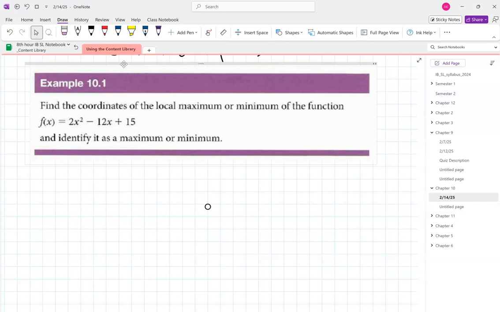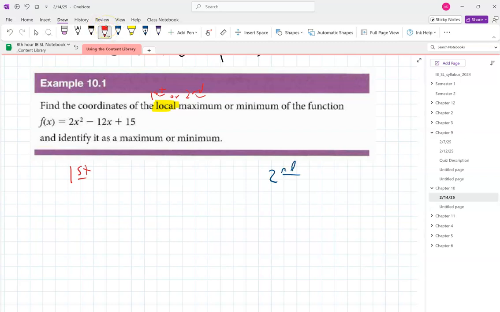All right. So the first example says find the coordinates of the local maximum or minimum of the function. Because it's local, I know I'm just going to be doing the first or second derivative test. I'm going to do it both ways here. Does it matter which one you use? Nah. So to do the first derivative test, we'll start by finding the first derivative of f of x. What is the first derivative of 2x squared minus 12x plus 15?